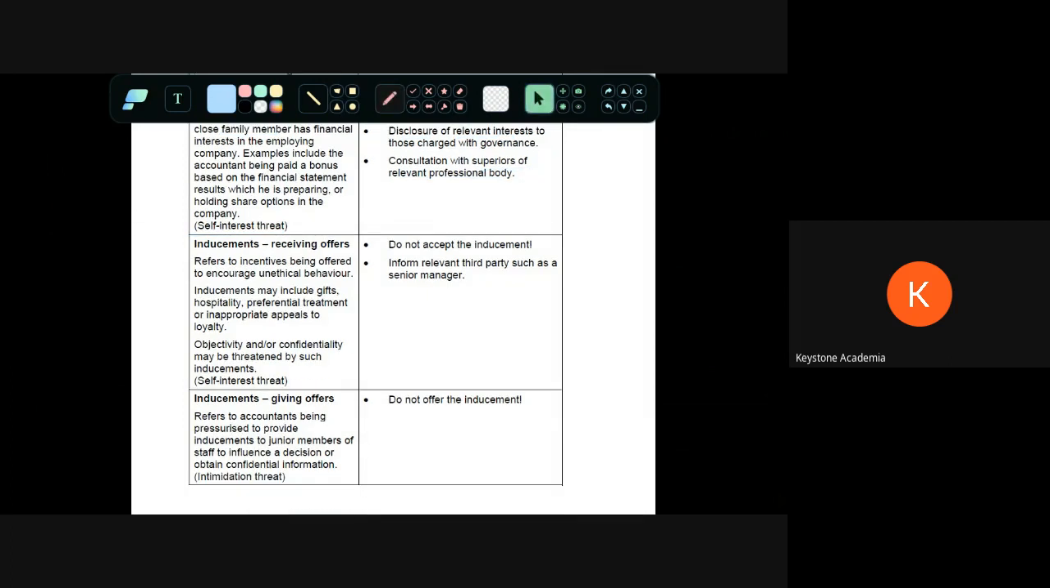Financial interest. If you have a client in which you have a financial interest, maybe your client is a company in which your close family member has some shares, that is a self-interest threat. For that, remuneration should not be based upon the performance you're performing. You should disclose the relevant interest to the company. Consultation with superiors and the relevant professional body should be there to establish whether this is actually a conflict of interest or not. They will tell you whether you should go ahead with this client or leave it for now.